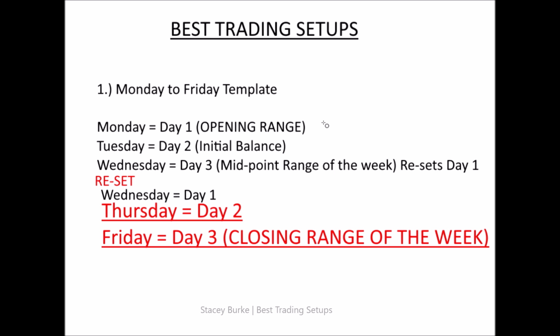We'll often look for free cash Wednesdays, parabolic opportunity on a day 3, and that is our midpoint range of the week. That resets at the close of the day as our new day 1 heading into our Wednesday, Thursday, Friday. Wednesday becomes day 1, Thursday becomes day 2, and Friday is our day 3, the closing range of the week. That closes the week out.